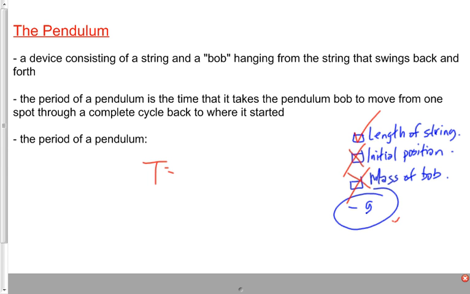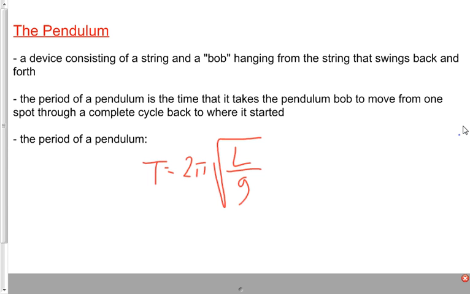It's the equation you've been waiting for. Not really. T equals 2 pi square root L over G. The reason you have not been waiting for this is because it's kind of a pain in the butt to rearrange to solve for L or G. We got to be able to do that.